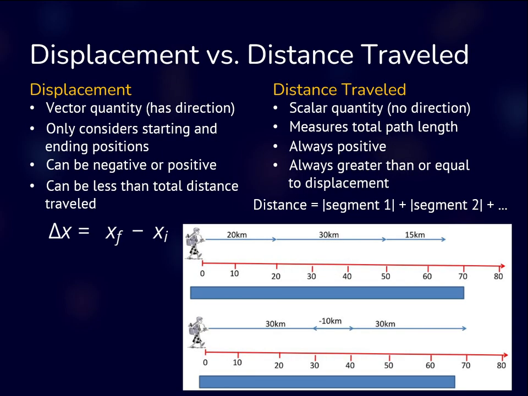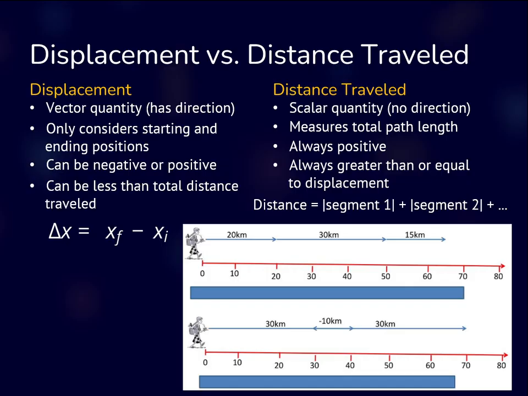Now, we need to talk about the difference between displacement and distance. This is a concept that many students get confused about. Let's say the sled races out to a marker, then turns around and returns past its starting point. Now, here's the difference. Displacement only considers the starting and final positions, like drawing a straight arrow from where the sled began to where it ended. It's a vector and can be negative or positive.